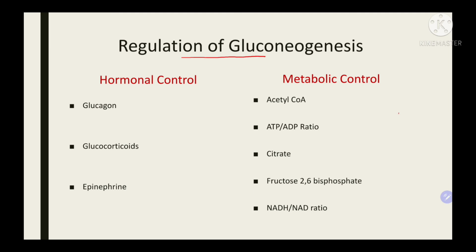Coming to regulation of gluconeogenesis. Regulation is nothing but controlling the rate of the pathway. Now gluconeogenesis can be controlled by two methods: hormonal control, and metabolic control. The hormones that mainly help in regulating gluconeogenesis are glucagon, glucocorticoids, and epinephrine, and metabolic control is by acetyl-CoA, ATP-ADP ratio, citrate, fructose 2,6-bisphosphate, and NADH by NAD ratio. We will see each of them in detail in the coming sections.